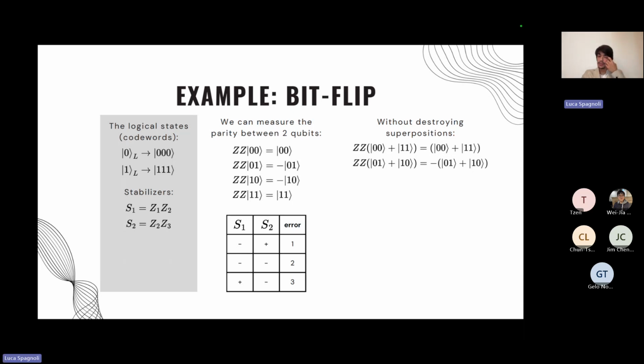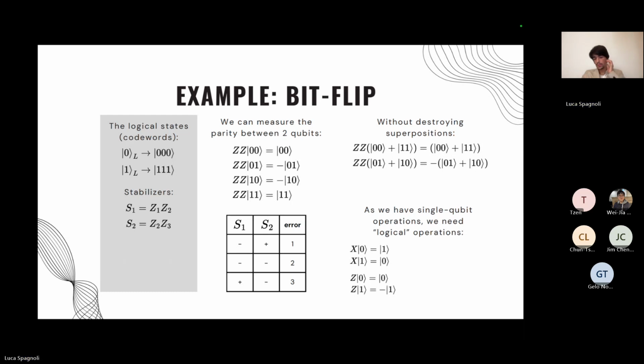The last thing we need is a way to manipulate these two logical states, and we can do it through the logical operations. On single physical qubits, we have the Pauli matrices that I associated before with the possible errors that can happen on a qubit. But anyway, they are operators acting on a qubit and performing some operation. Now, it's very useful to define some operators with the same action on the logical qubit, so on the logical state.